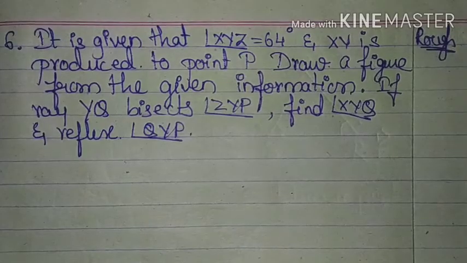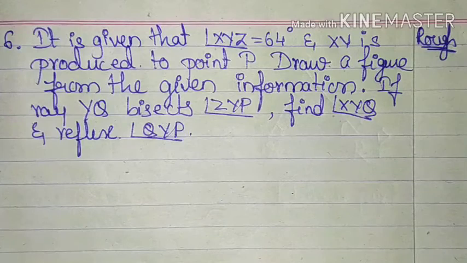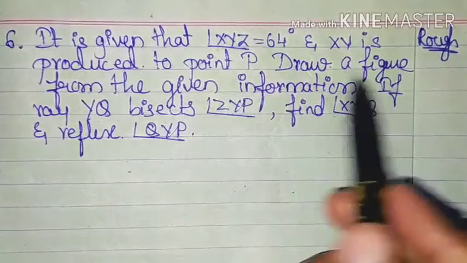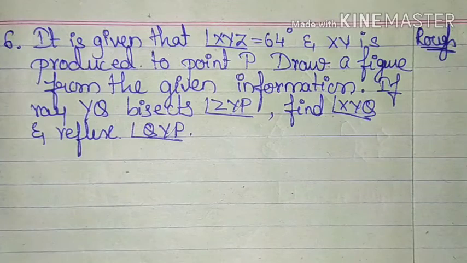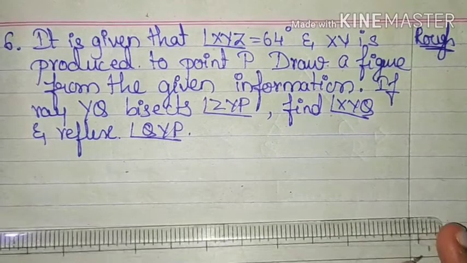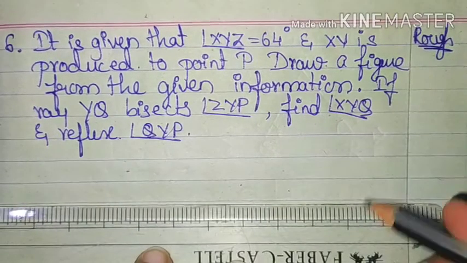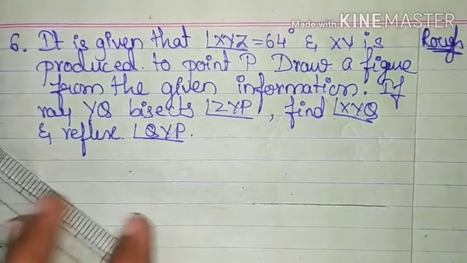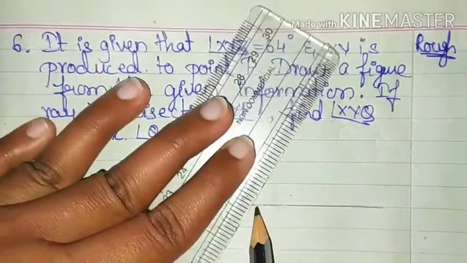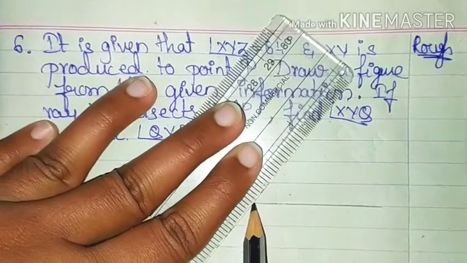In the last question, that is the 6th question, it is given that angle XYZ is equal to 64 degrees and XY is produced to point P. Draw a figure from the given information. So first let us draw the figure. So we have an angle XYZ, and it measures 64 degrees.